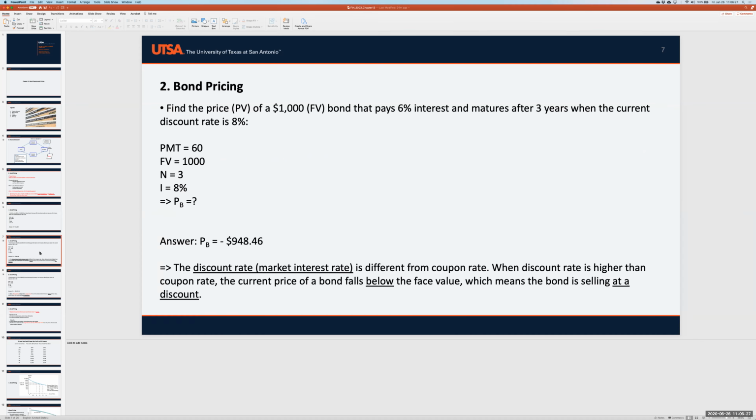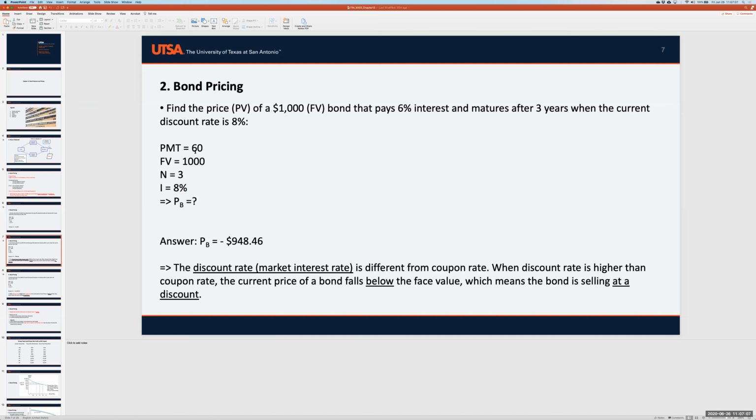And now the final: the present value of the $1,000 bond that pays 6% interest and matures after 3 years when the current discount rate is 8%. Now the discount rate is 8%, which is different from the previous example, and this is a higher discount rate. Our expectation is that this is in the denominator. As you remember, for discounting, we have payments over 1 plus the discount rate, right? So if the discount rate is getting higher and higher, our expectation is the present value should be smaller, right?